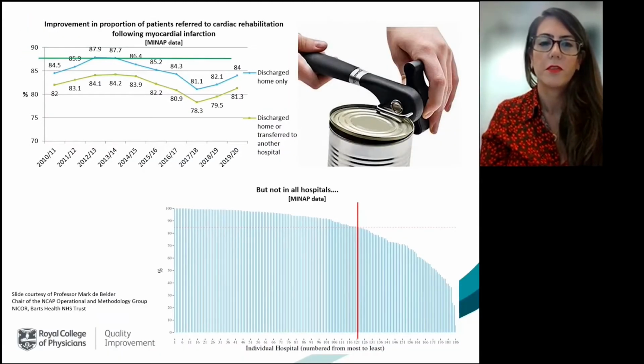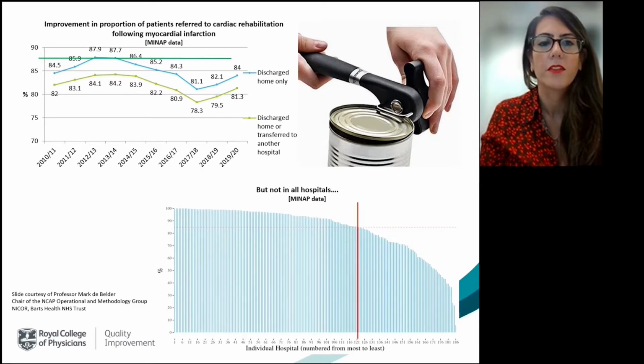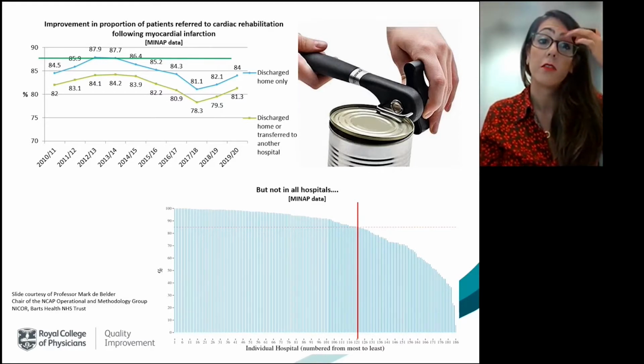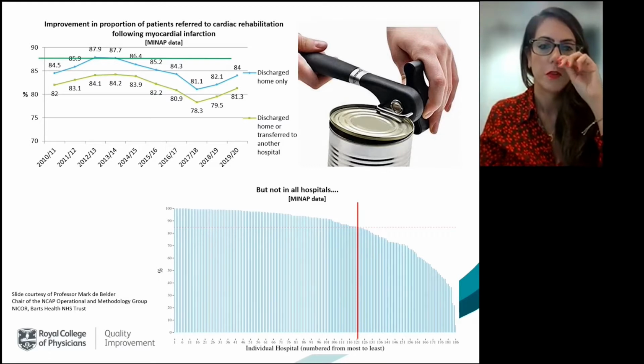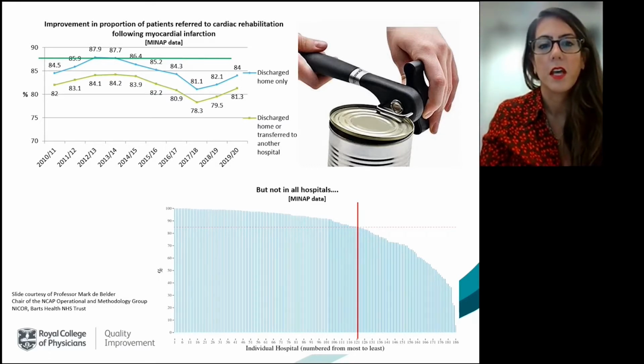So I'm stealing a bit of data from Mark. He has some things from the NICOR audit, the NCAP audit, and one of the things that we've got here is the improvement in the proportion of patients referred to cardiac rehab following a myocardial infarction, so following heart attack. And what we can see is some really great data that shows trends over time. And what I'm most interested in is the bar chart at the bottom, which many of you will be familiar with. And although there's been some good improvements over time, not all hospitals are referring as many patients as they could be to cardiac rehabilitation.